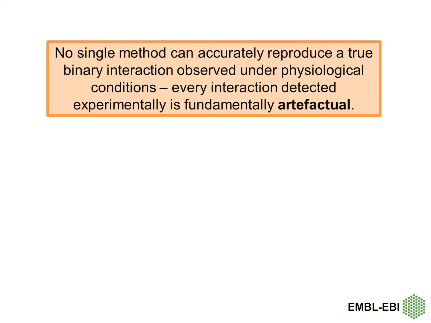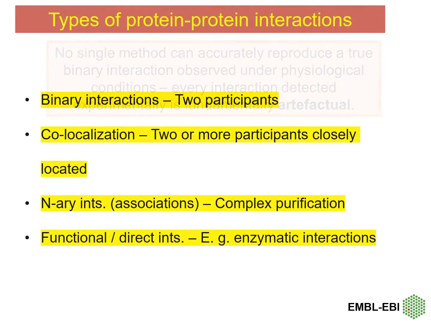But no single method can produce a true binary interaction under physiological conditions. So anytime you pull a protein out and you crystallize it, you're taking it out of the cell. They want to determine, do the proteins really interact? Okay, it takes multiple methods and predictions to be confident about this.